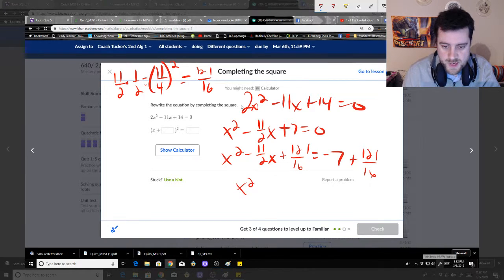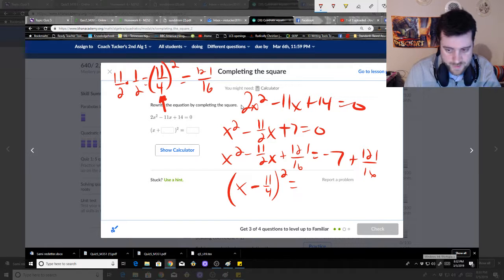So we have x minus, there's your number, right there inside the parentheses, 11 over 4 squared equals whatever that bad boy is.